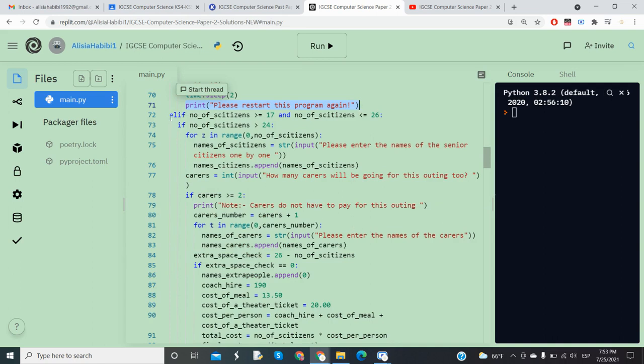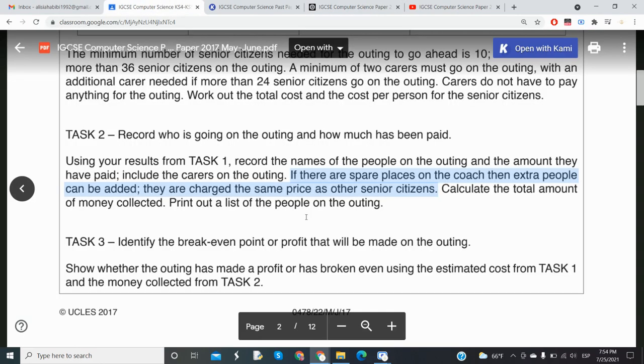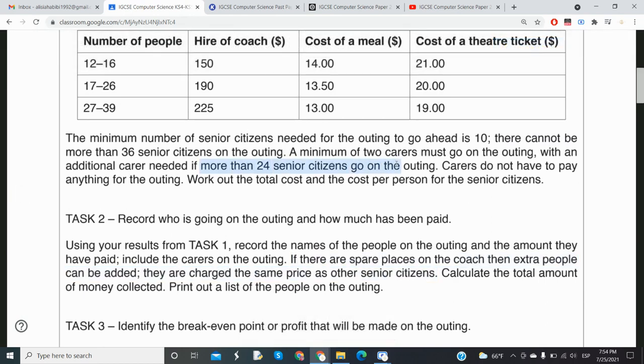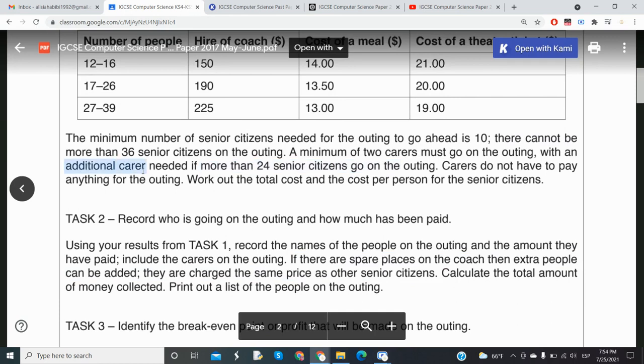And pretty much, guys, I'm not going to repeat this part because this part, again, is just exactly the same as the 12 to 16 range, where, again, it asks them for the number of citizens going. The only difference here is that it says if the number of citizens are greater than 24. The reason is because the second range from 17 to 26 does also fall within the range where the number of citizens can be greater than 24. And if you go back to the instructions, it does say if the number of senior citizens are greater than 24, then that would mean that there should be an additional carer.